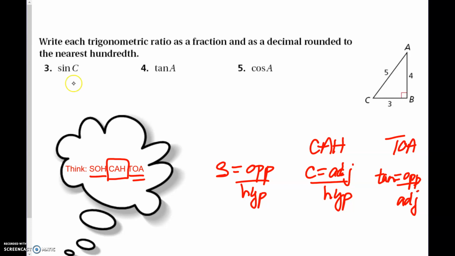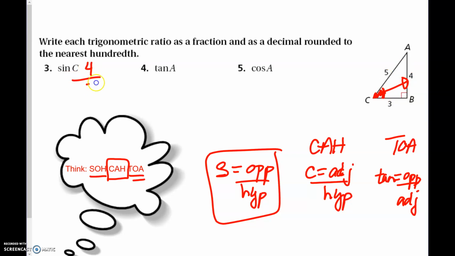So let's look at the sine of C. So if we're at C, this is this angle here, and we're going to be using opposite. So we go to the opposite side over the hypotenuse. So the sine of C is going to be the ratio of 4 over 5.